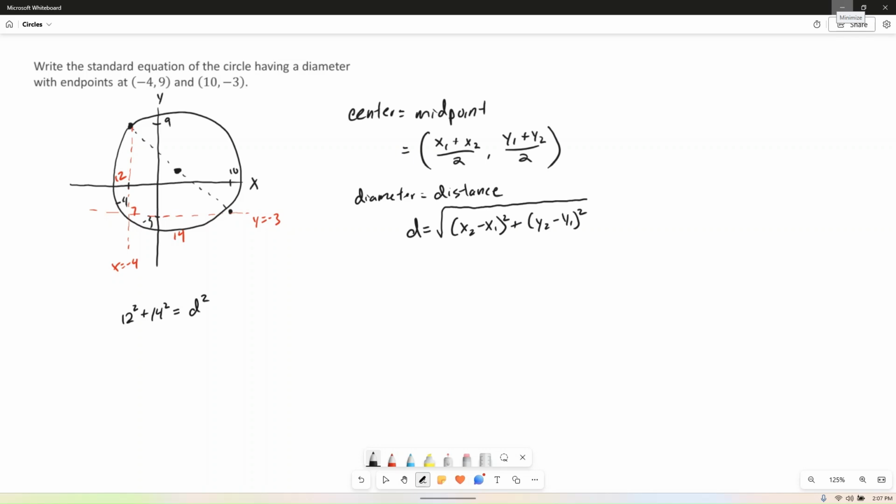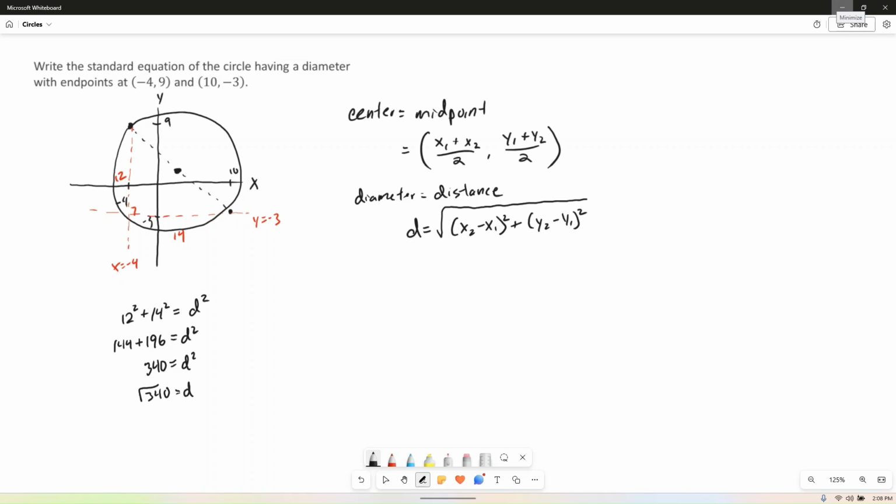Right? So we know that 12 squared is 144, and 14 squared is 196. So we have 144 plus 196 is equal to d squared, and 144 plus 196 is going to be 340. So 340 is equal to d squared. And if we take the square root of that, the square root of 340 is going to equal d.